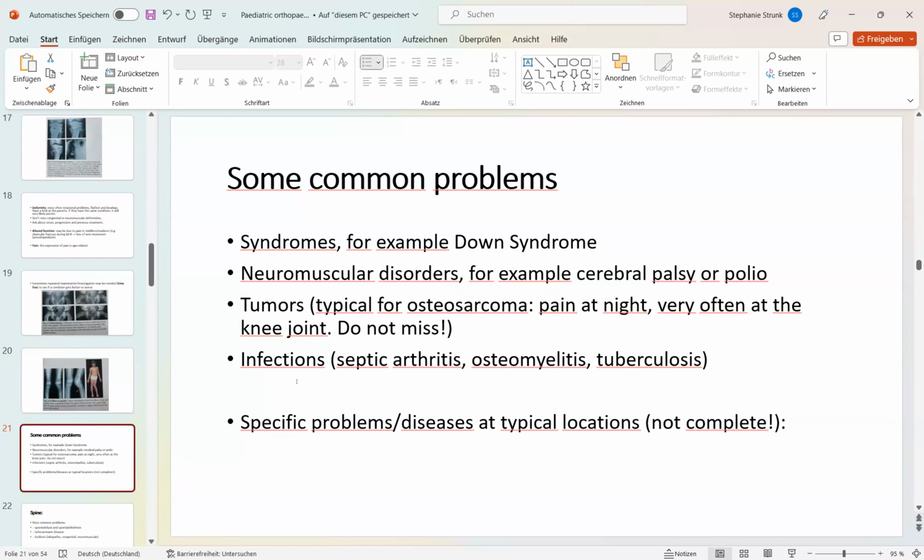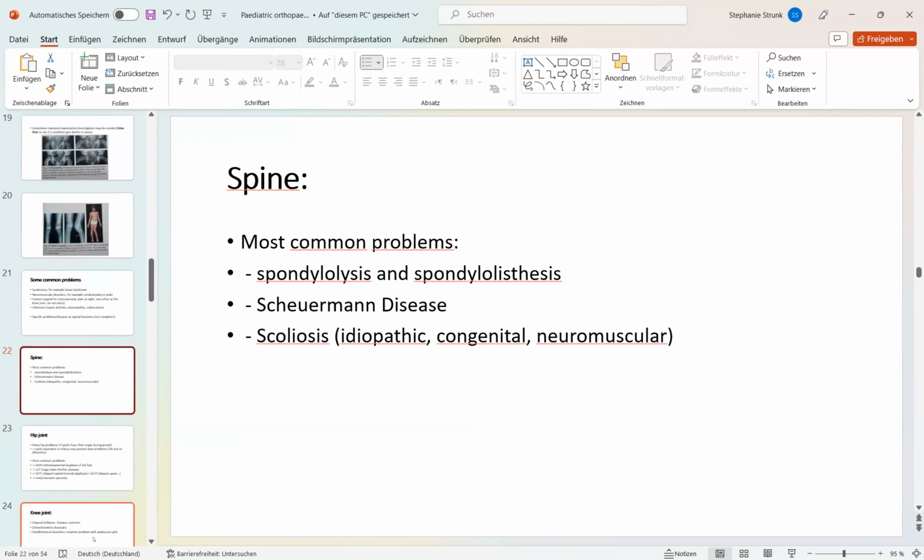Infections in kids, especially very young infants, septic arthritis, osteomyelitis, or also tuberculosis in areas where this is a problem. So now I show you a list of specific problems and diseases at typical locations. This list is not complete, but if you know all those problems, then you have a good basis to start in pediatric orthopedics.